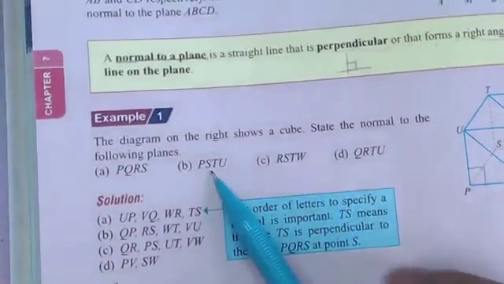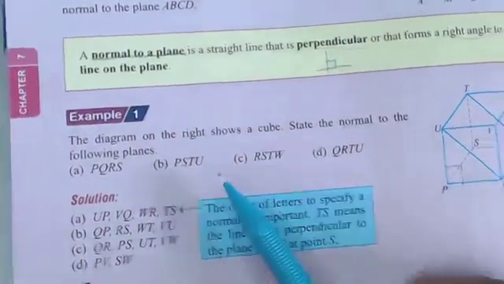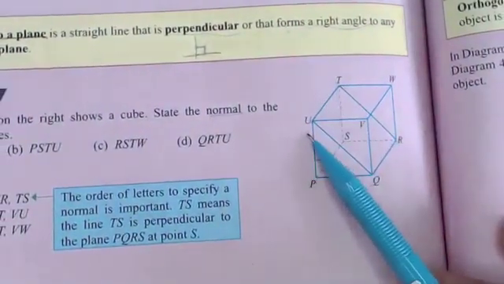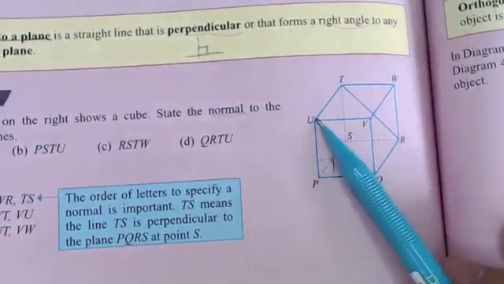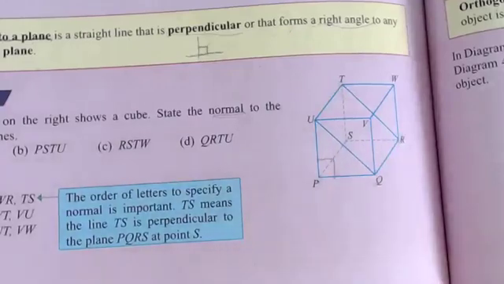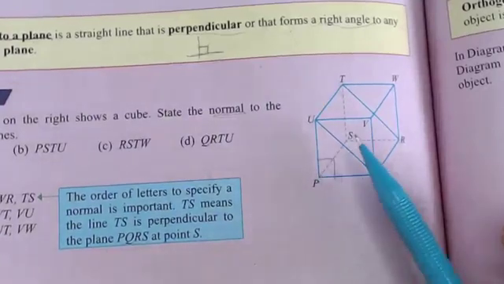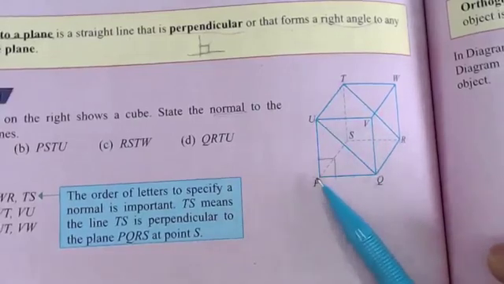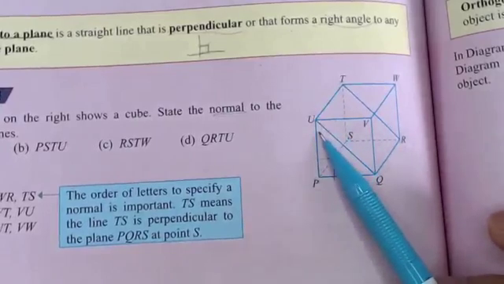Now take a look at this second plane here. We have PSTU, on the left side. Before that, let me ask you, what kind of plane is it? There are three types. Vertical plane. PSTU is vertical because it's standing vertical.